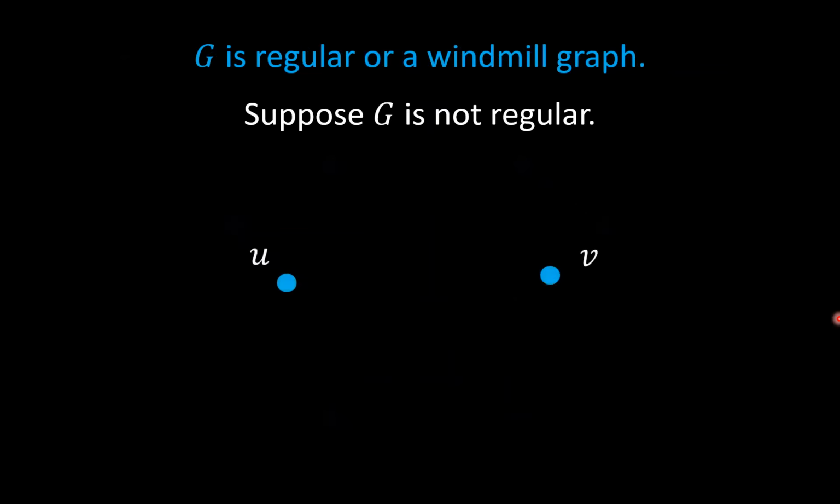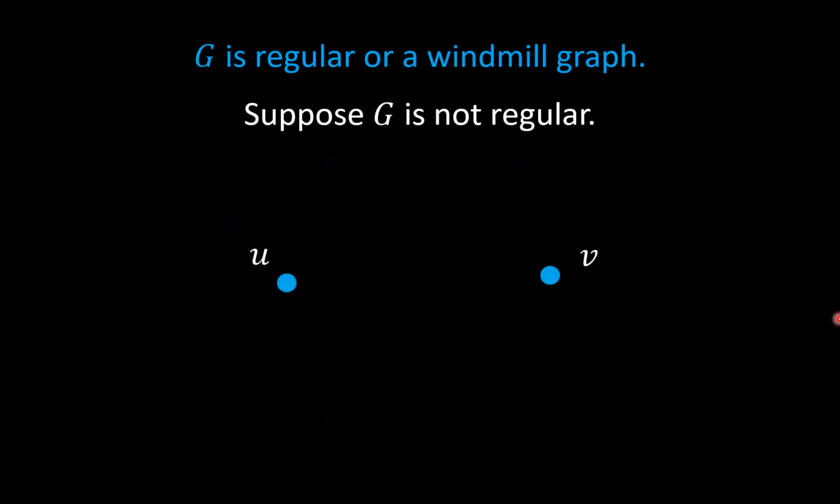So now we can show that G is either a regular graph, which means that every vertex has the same number of neighbors, or it's a windmill graph. The proof is as follows. Suppose G is not regular. Then we can find two vertices with different degrees. So let's say it's U and V.